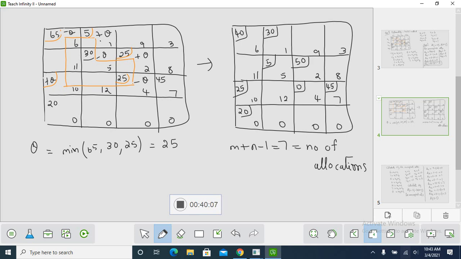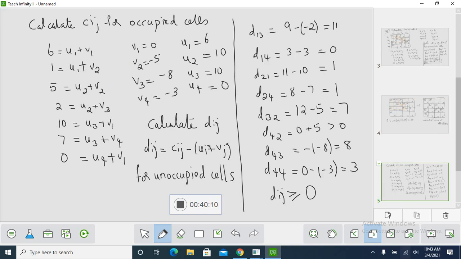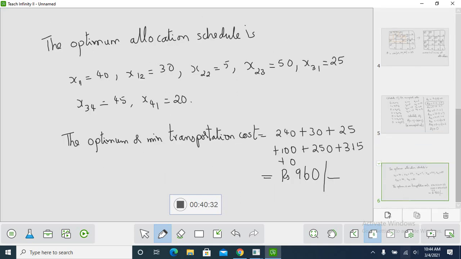After we get the new table formed here, once again we repeat the process. What process have we done? Modi method. We calculate Cij for occupied cells. We calculate Dij for unoccupied cells. Our only case here is this D14, which is 0, which tells us the existence of an alternative optimal solution since all other Dij are greater than or equal to 0. So finally, we are giving you the optimum allocation schedule and the optimum minimum transportation cost. So with this particular problem, we have covered almost all possible cases except degeneracy. Okay, so this is a full example, I hope it's going to be useful for us.